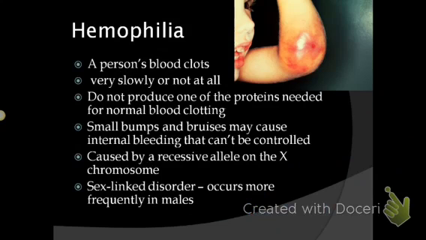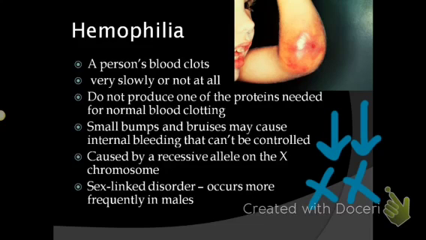So if mom passes down the trait, and you have a female, remember mom's passing down an X, dad is passing down an X. If mom passes down the trait to her daughter, and it's right there, and then dad doesn't have it, that's a recessive. This would be a dominant. She's going to get the dominant. So she would be a carrier of hemophilia, but she wouldn't have it.